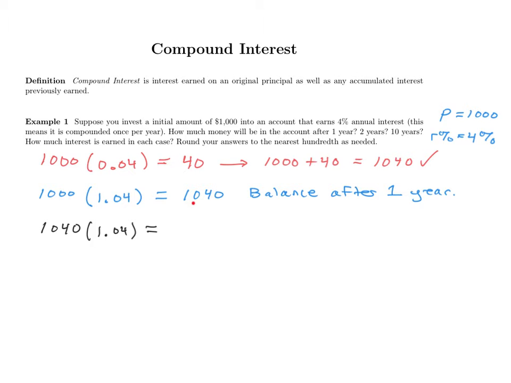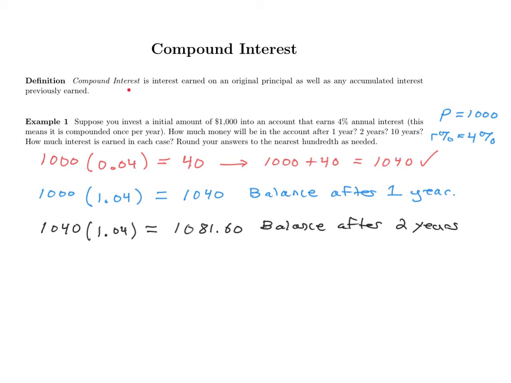So for this reason, the new balance after 2 years won't be $1,080. Instead, I'll check this on my calculator. The new balance in the account is $1,081.60. So this is the balance after 2 years.